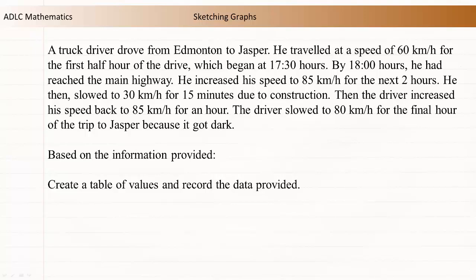He increased his speed to 85 kilometers an hour for the next 2 hours. He then slowed to 30 kilometers per hour for 15 minutes due to construction. Then the driver increased his speed back to 85 kilometers an hour for an hour. The driver slowed to 80 kilometers an hour for the final hour of the trip to Jasper because it got dark. Based on the information provided, it is best to start by organizing your data into a table of values.